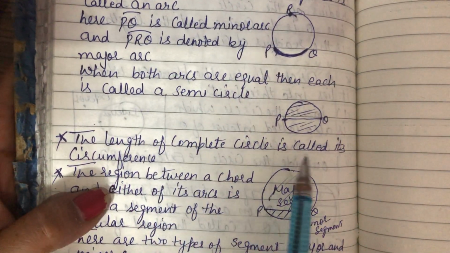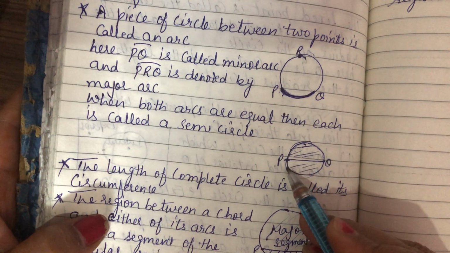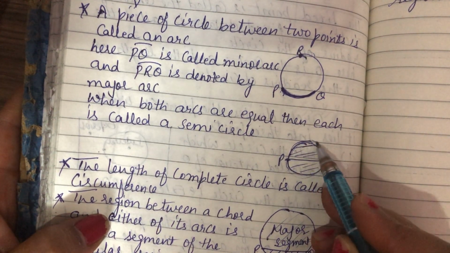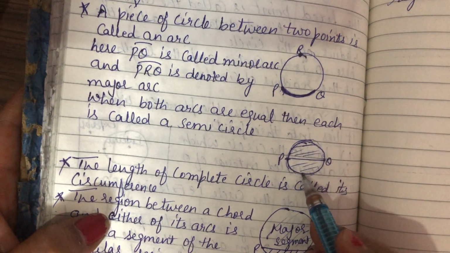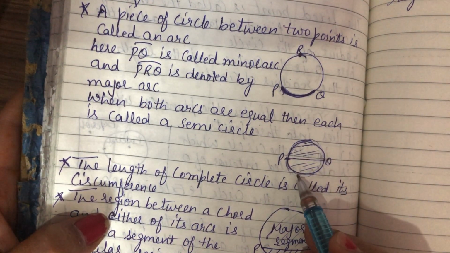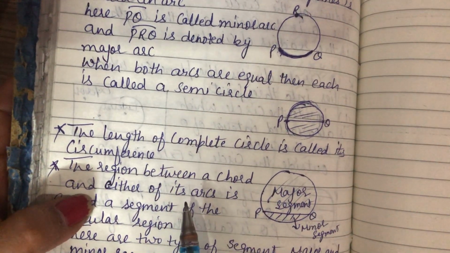Then the length of the complete circle is called its circumference. The boundary of the circle, when we cover this whole boundary of the circle, we take it as the perimeter or circumference of the circle. So the length of the complete circle is called its circumference.